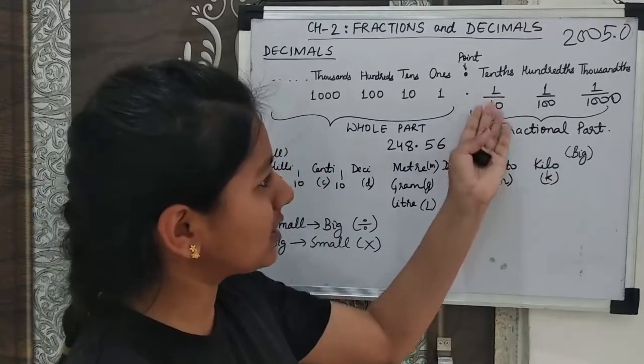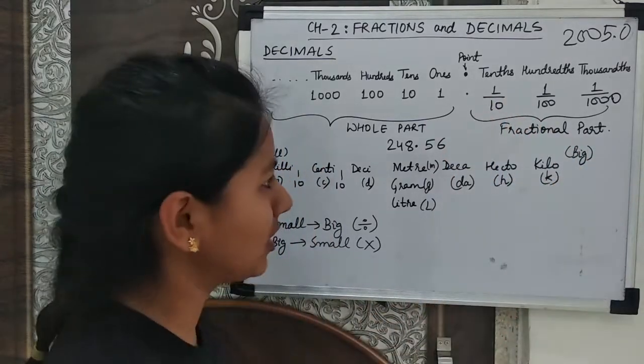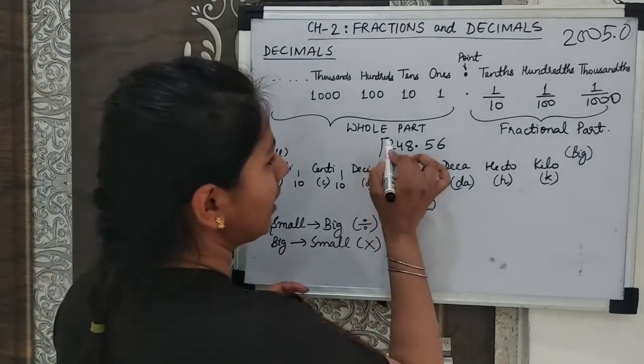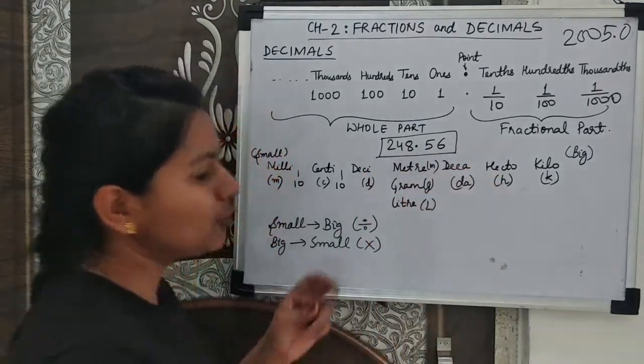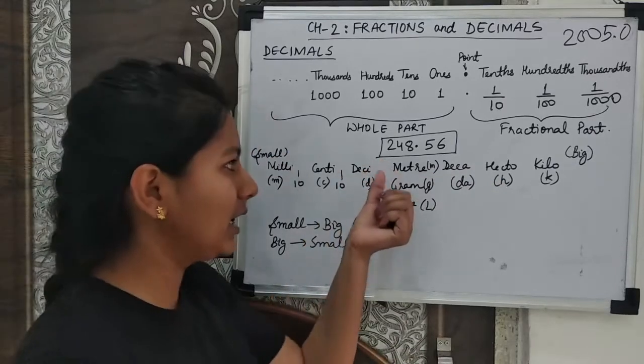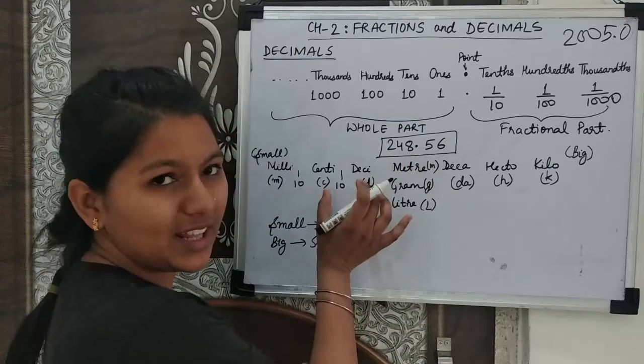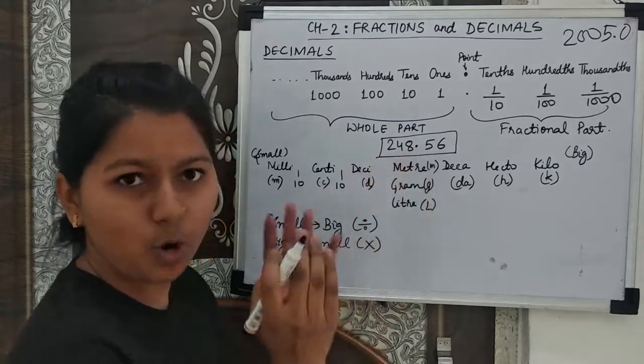As you can see, it is coming in the form of a fraction. That's why it is called the fractional part. One decimal number I have written here. When I have to read this number, how will I read it? It is 248. Since it's before the decimal, it is the whole part.